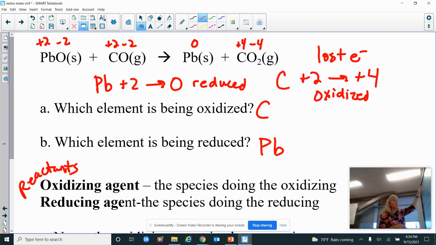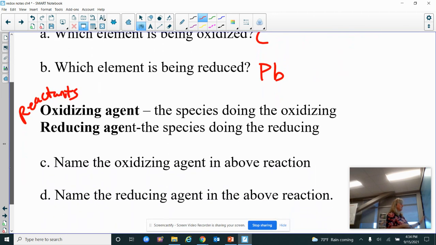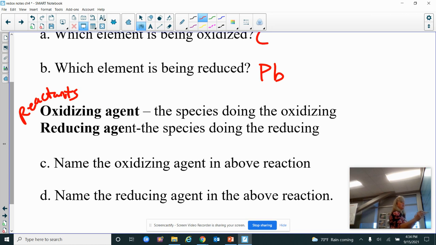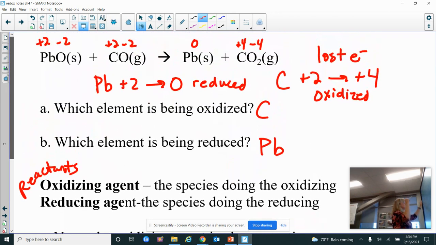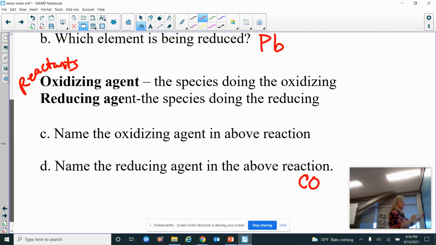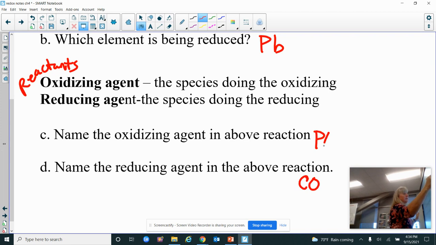It contains carbon that's being oxidized. So the thing that the carbon is in on the reactant side is the reducing agent. Okay, so that would be the CO. Then the oxidizing agent contains the thing being reduced. So we said lead was being reduced. So PbO contains the lead that's being reduced, so it is the oxidizing agent.